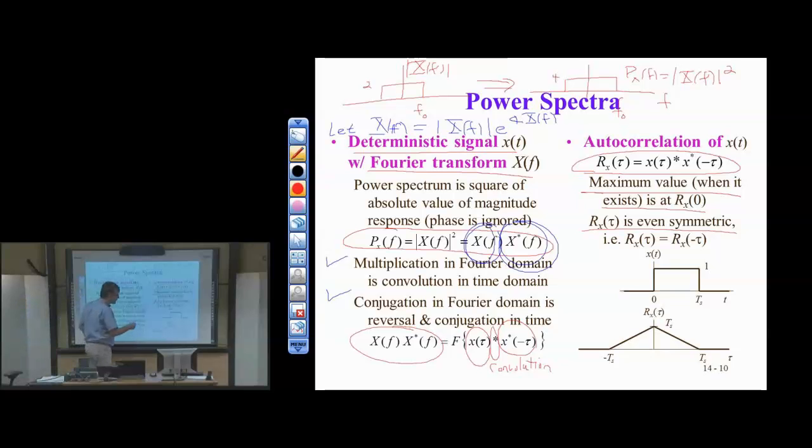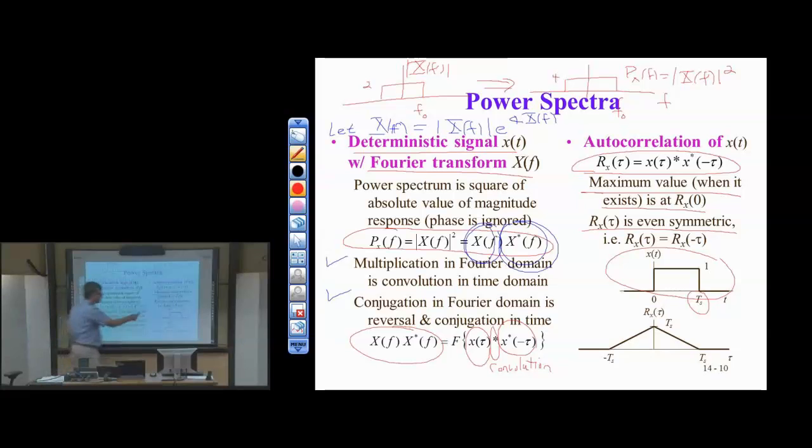There's an example. If I let little x of t be a rectangular pulse, causal, of length capital T sub s and amplitude 1, then the autocorrelation here is just the convolution of x of t with a flipped and conjugated version. So it's all back to convolution, which means it's all back to filtering. Not a surprise in this class. The autocorrelation gives us a triangular pulse. We're convolving two rectangular pulses, both of length capital T sub s, so the convolution result should be the sum of the two lengths.